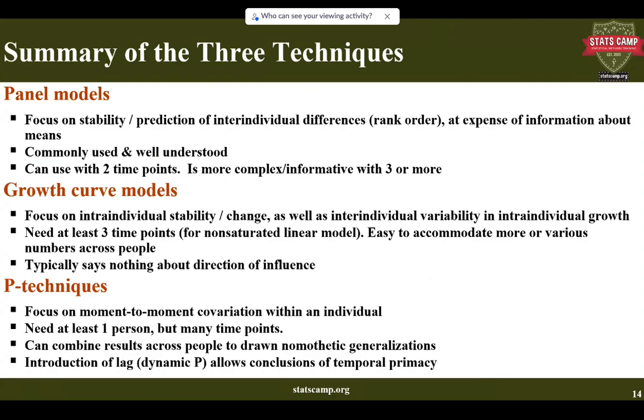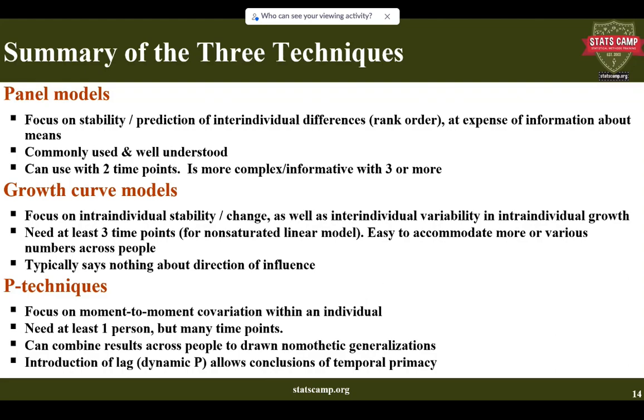Focusing on stability can be used with just 2 time points. Now the random intercept cross-lagged panel design needs a minimum of 3 time points. So your traditional panel model can be used for any kind of pre-post evaluation. It's a very commonly used analytic tool.